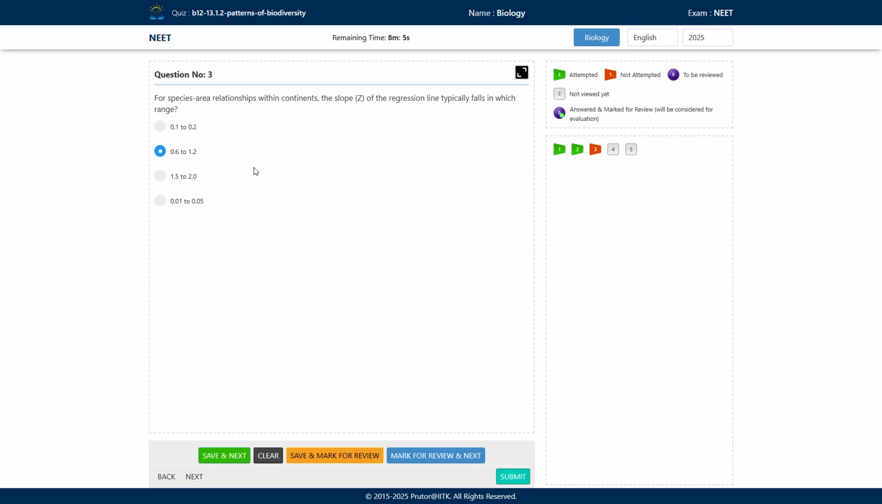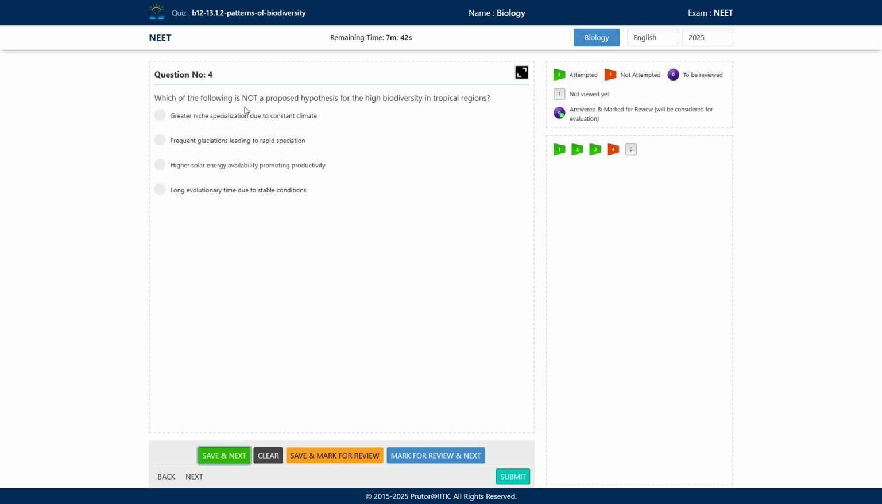Okay, it means the species richness will increase at a higher rate if you increase the explored area. The increase in species richness will be higher.